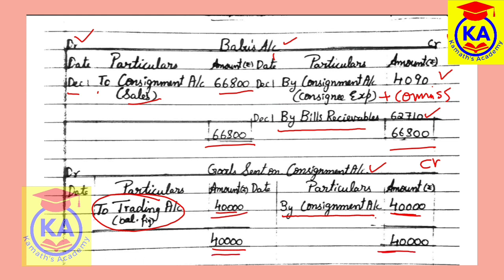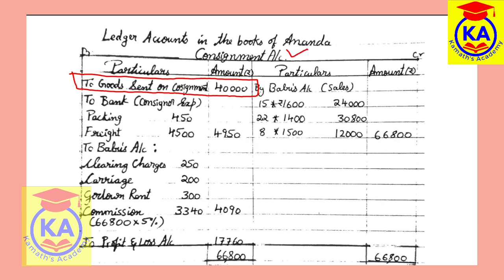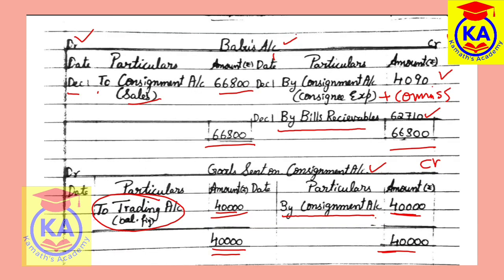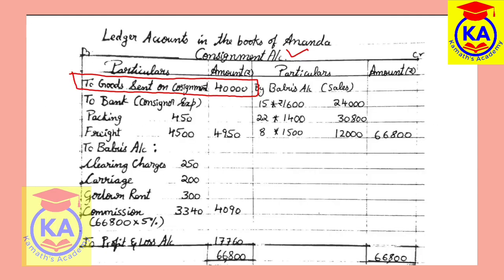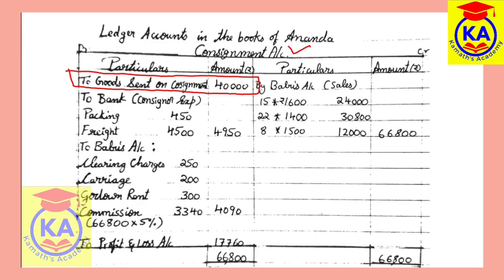So I hope you are clear with all the three accounts: consignment account, Babu's account, and goods sent on consignment account in the books of Ananda, the consigner. Here closing stock, consignment stock will not appear because all the goods are sold. See, 15 goods are sold, 22 cases goods are sold, and remaining also is sold for 12,000. So there is no stock remaining here. So we are not writing by consignment stock.